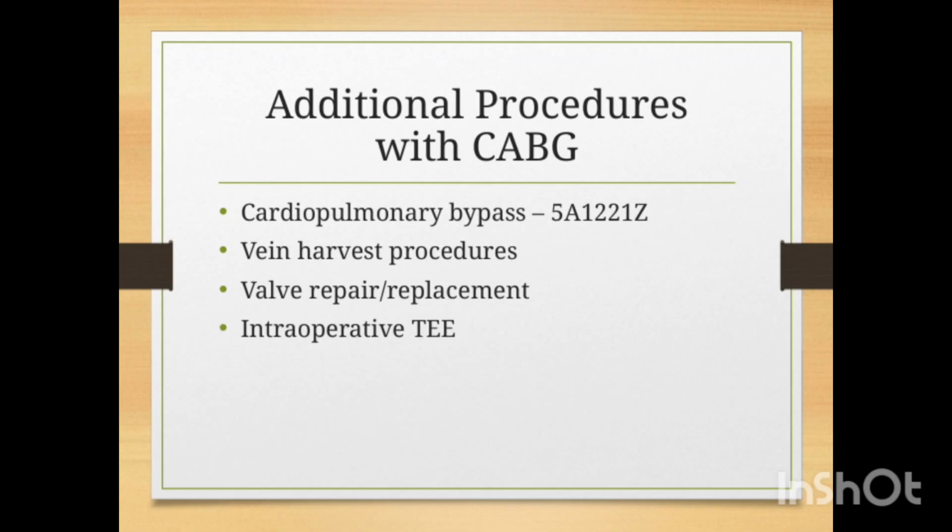Intraoperative transesophageal echocardiography, or TEE, plays a significant role here. It allows us to visualize the heart in real time during surgery, helping us assess the effectiveness of repairs and detect any issues immediately. Finally, there are additional procedures that can be performed alongside CABG, such as addressing other cardiac abnormalities or performing septal repairs.